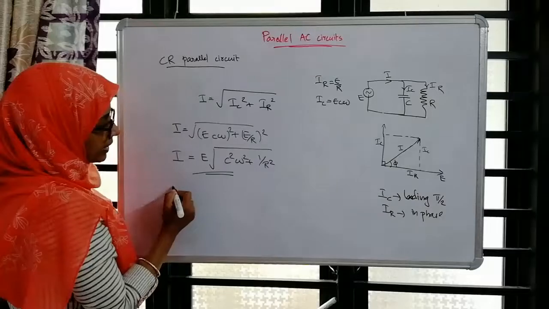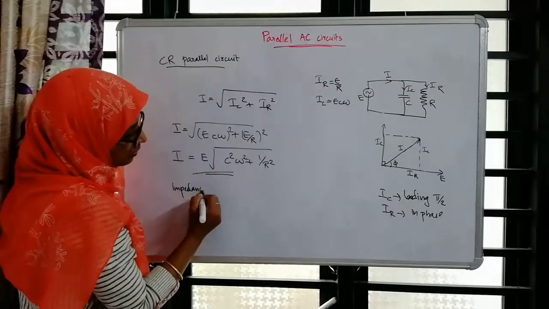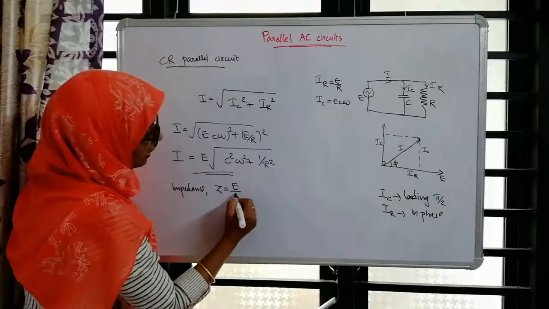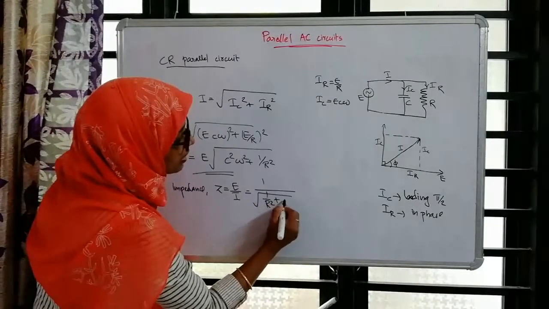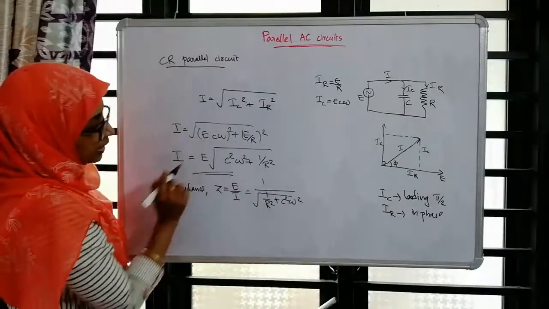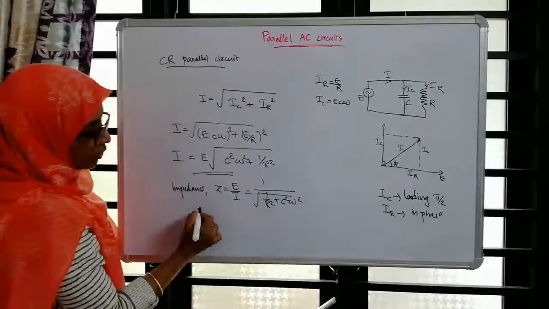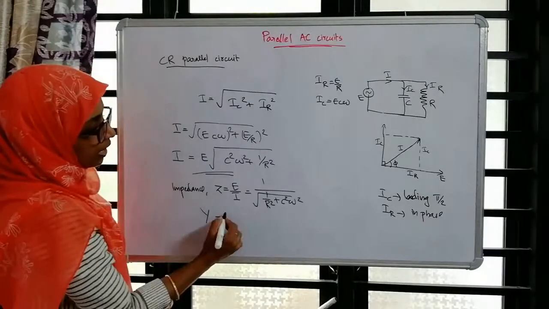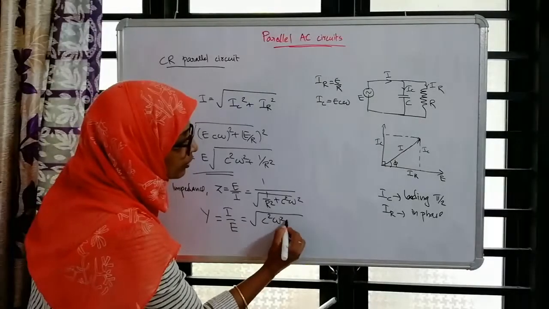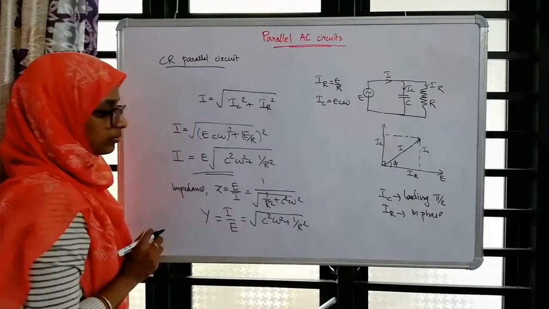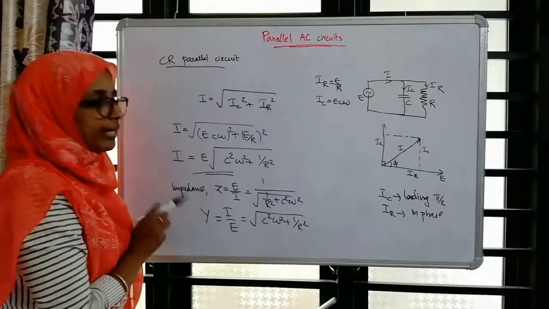From this equation, we obtain the impedance. Impedance Z is equal to E by I, that's equal to 1 by root of 1 by R square plus C square omega square. That is E by I is equal to 1 by this term in the denominator. And also the admittance Y is equal to I by E, which is simply equal to root of C square omega square plus 1 by R square. Okay, so we obtain the effective current expression, impedance and admittance.